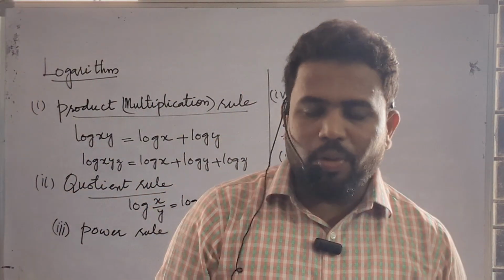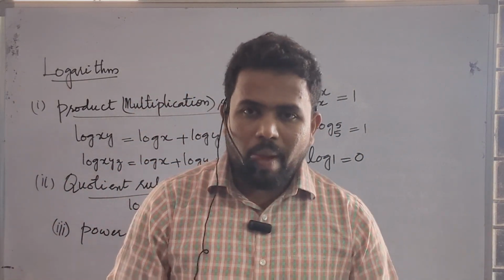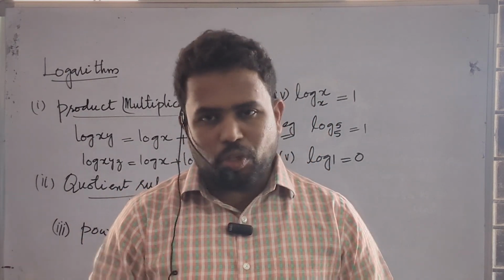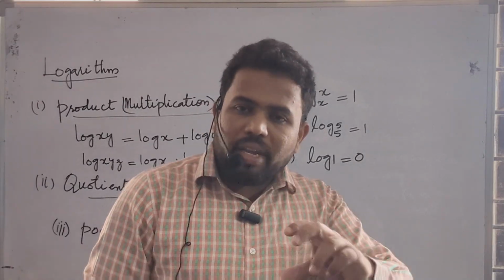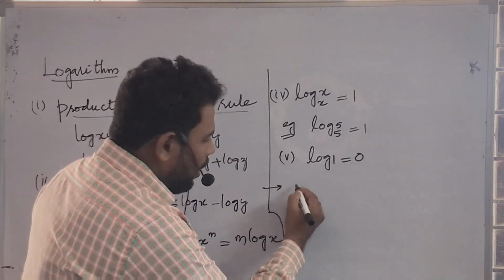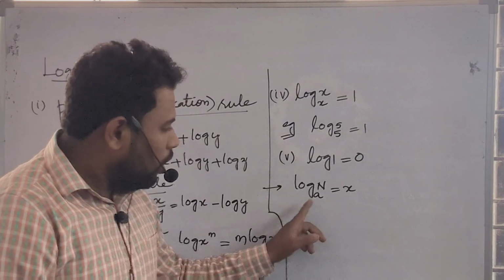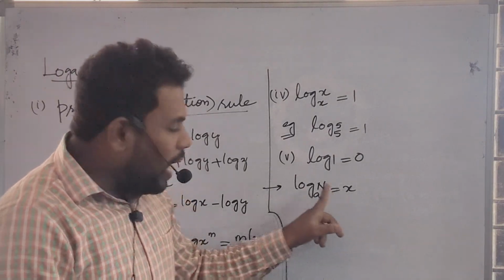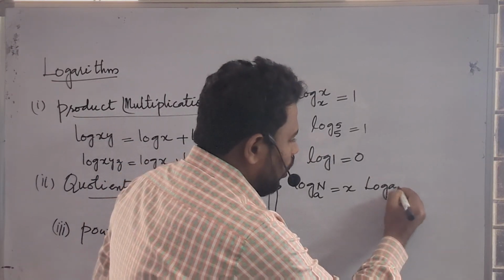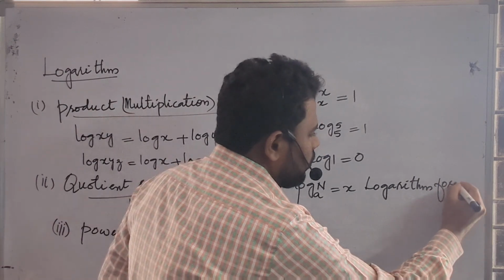Also, let me tell you that we can convert the logarithm form into exponential form. Based on this, many times in 2-mark questions many questions were asked. So I'm going to discuss how we can convert the logarithm form into exponential form. Now, log n base a equals x. As there is a log here, we can call this the logarithm form.